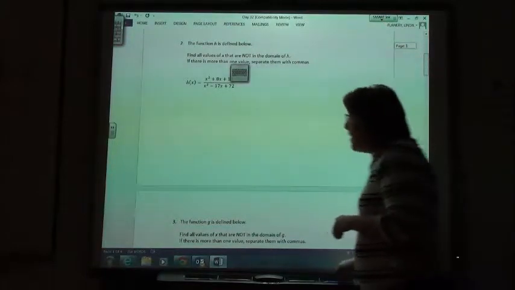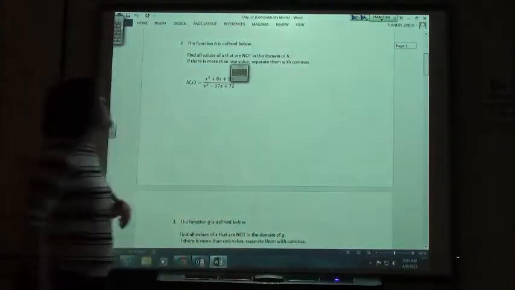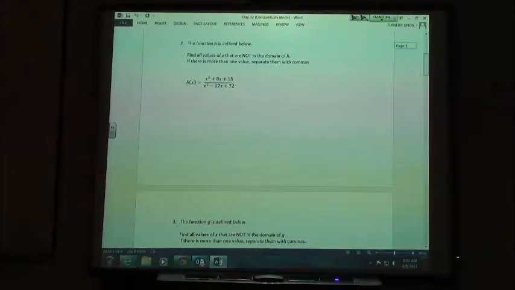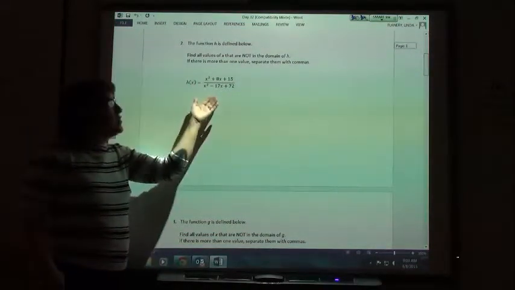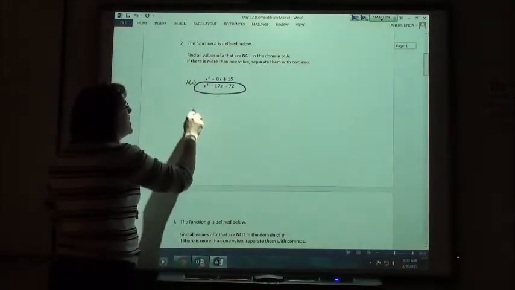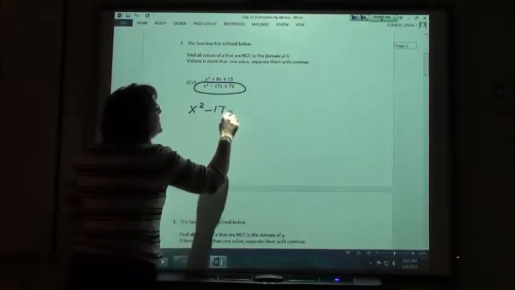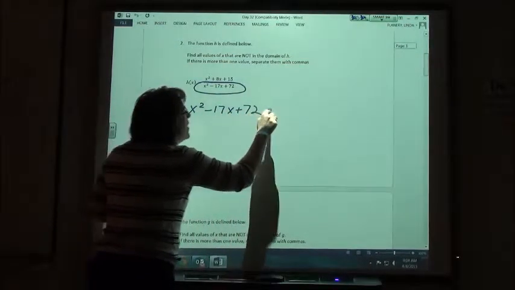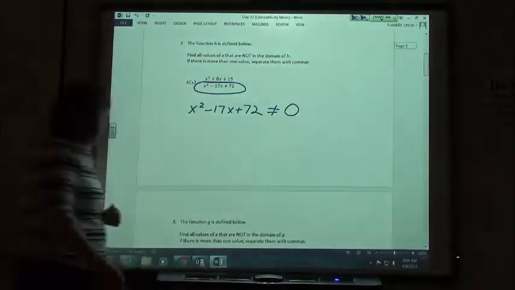So number 2, same kind of thing. We want to find the values that are not in the domain of h. H is a fraction, and we know that with fractions, the denominator of our fraction, x squared minus 17x plus 72, can never equal 0.